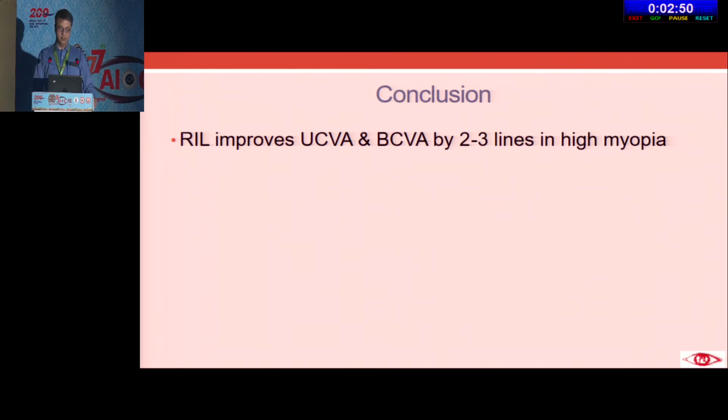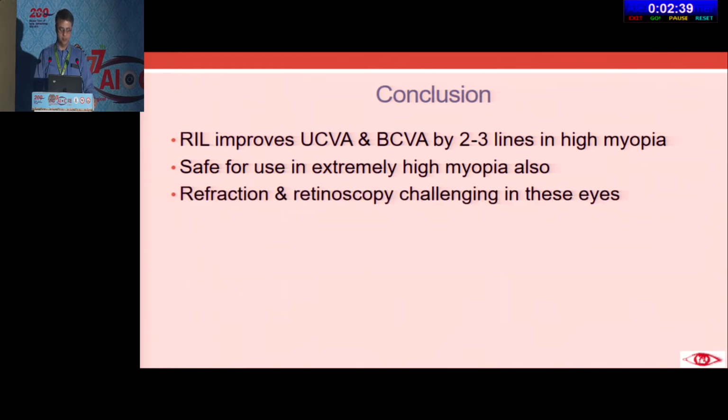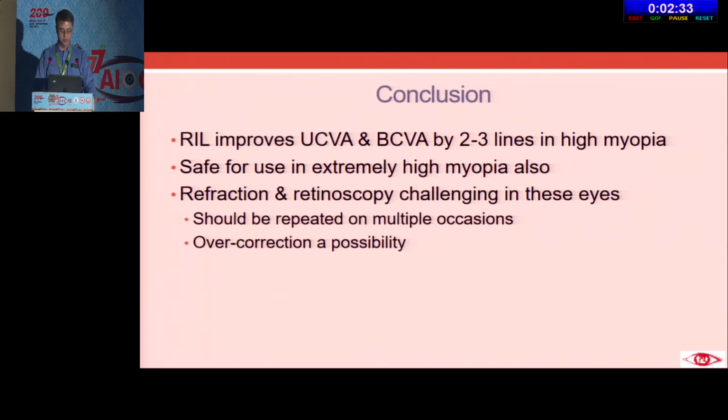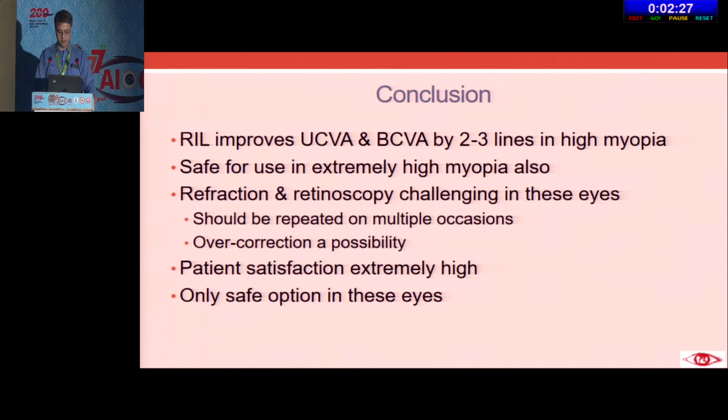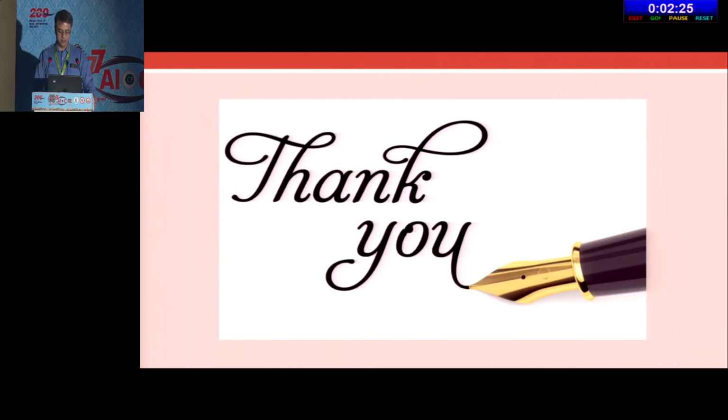So in this case, of course, the improvement in the BCVA was very stark, but normally I think it would improve by 2 or 3 lines. Safe for use in extremely high myopes also. Refraction and retinoscopy is very challenging in these eyes, should be repeated on multiple occasions. Overcorrection like we had is a possibility. And patient satisfaction is of course extremely high. And it's, I think, the only safe option in these eyes. Thank you.